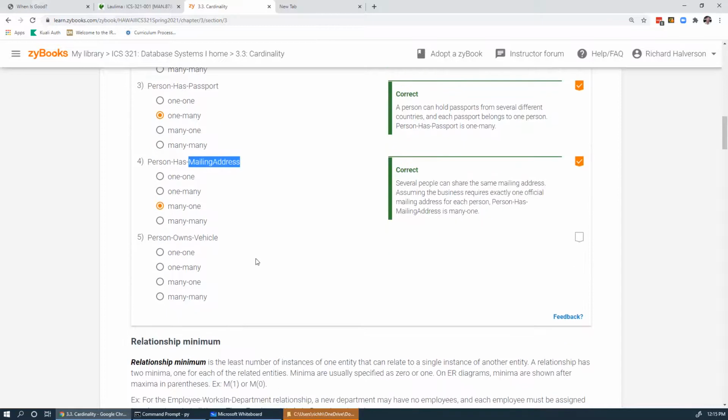Okay. Person owns vehicle. A person can own many vehicles, and can many people own a vehicle? Well, I think my wife would argue if I say I just own the vehicle. So I'm going to put many to many, but they might mean one person, many vehicles. Let's see. I think it's this one. A person can own many vehicles, and in most states, a vehicle can have many registered owners.